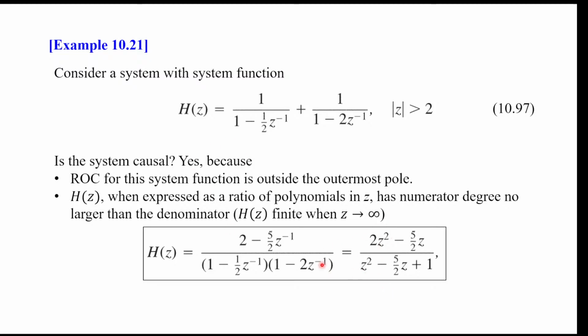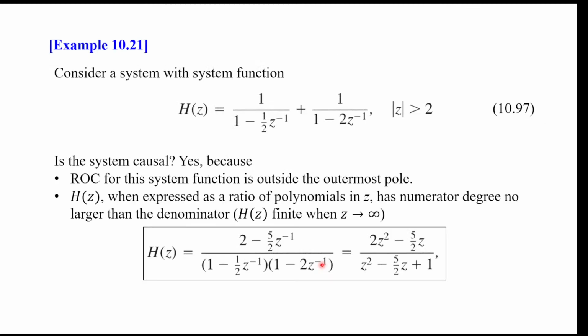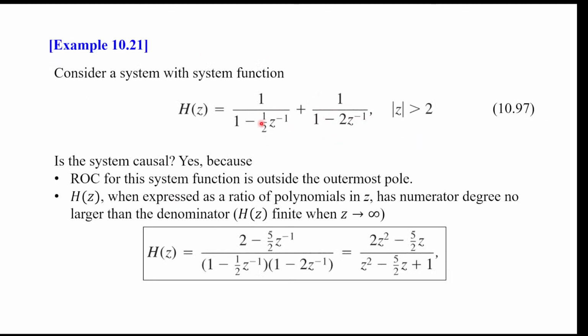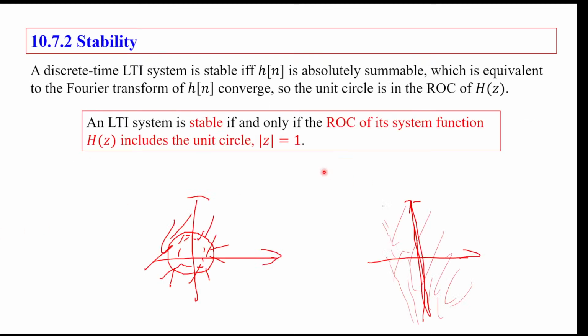Okay, so this is a causal system, and another way you can do this calculation is to just do the inverse transform, because we already did the partial fraction expansion here. This is 1 over 1 minus a z to the minus 1, and the inverse transform is a to the n. We have a pole at 1/2 and a pole at 2, so the ROC is outside of both poles, and they both inversely transform to a causal signal. Okay, so this is causal, and then we jump very fast to stability.